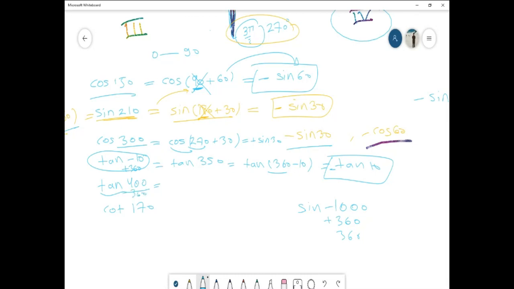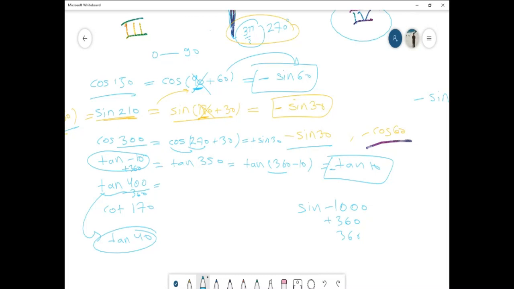And here, my angle is not between 0 and 360. When it was negative, I added 360. But in here, my angle is over 360. That is why I subtract 360 from it. So it will be tangent 140, right? If I add or subtract 360, it will not change anything. It is 140, that's it.